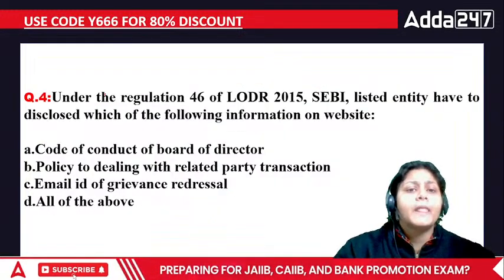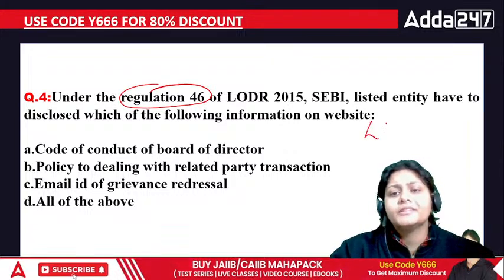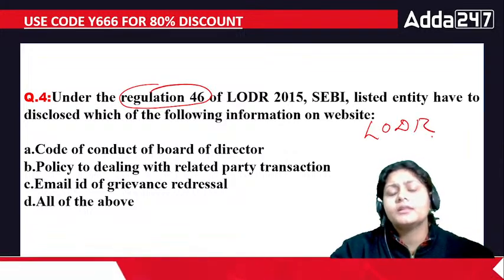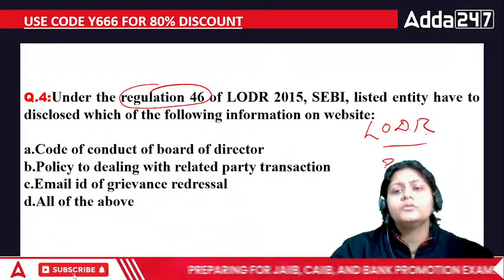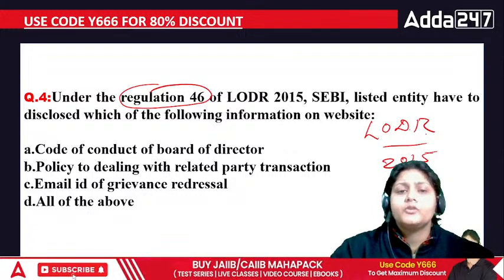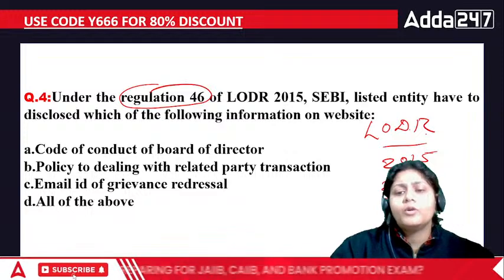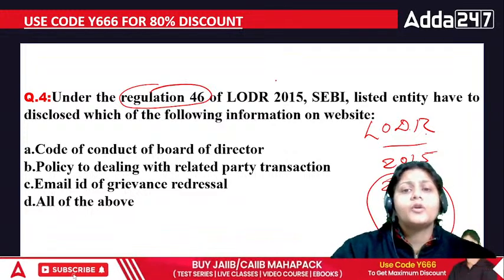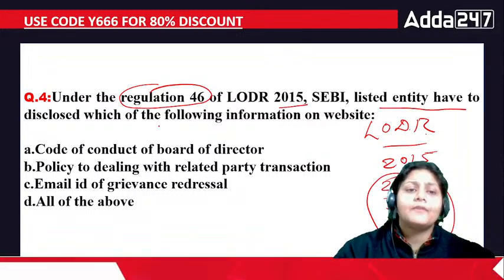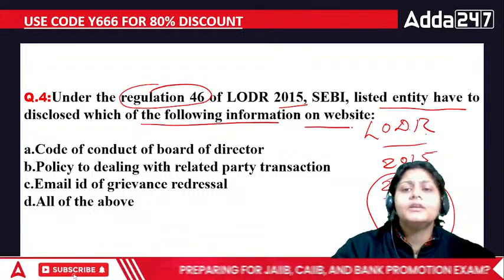Now question 4 is under Regulation 46. Please remember that the full form of LODR is Listing Obligations and Disclosure Requirements 2015. You need to cover only these four regulations: 29, 30, 46 and 47. According to Regulation 46, the listed entity has to disclose which of the following information on the website?